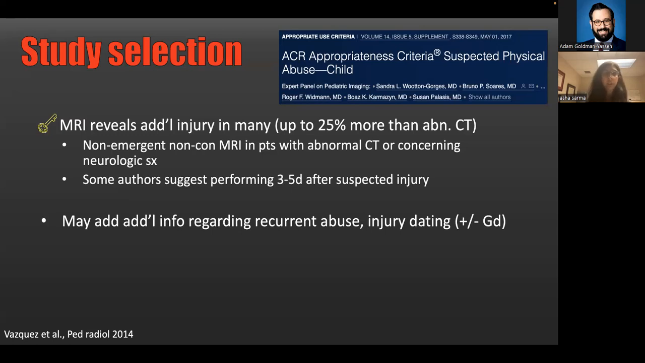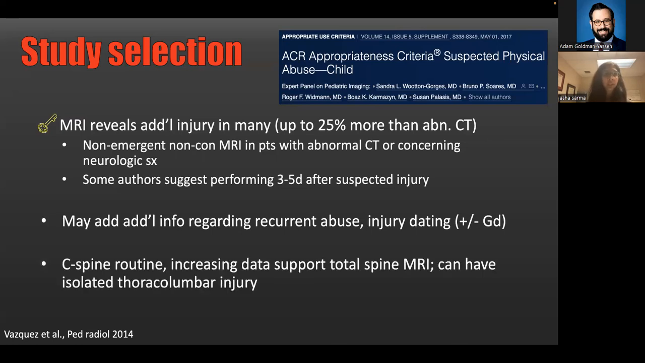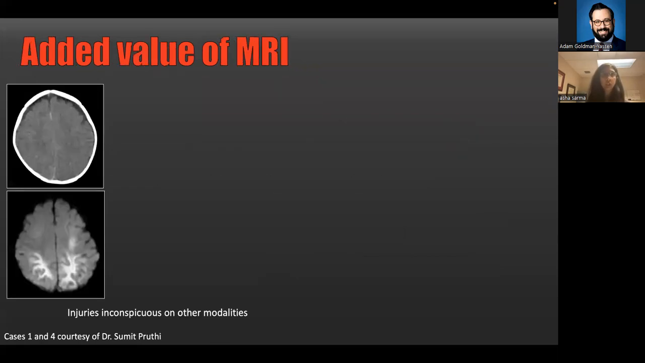Some authors say that you can give contrast to have increased detection of internal membranes, for example, in subdural collections, although we don't use gadolinium routinely in our practice. Also, cervical spine imaging has been routine. Cervical spine MRI has been routine for a long time, although there's increasing data supporting performing total spine MRI, as additional injuries can be seen in the thoracolumbar spine, even in the absence of cervical spine injury.